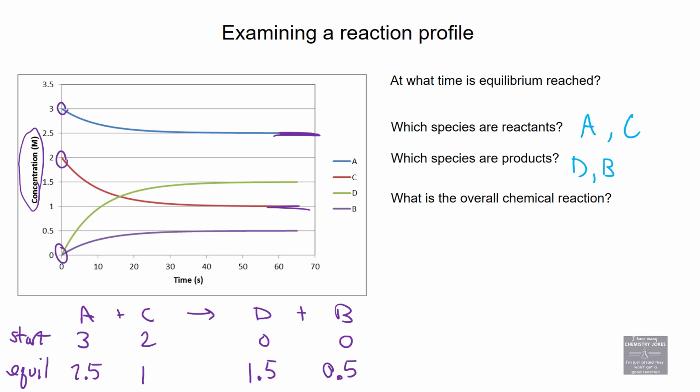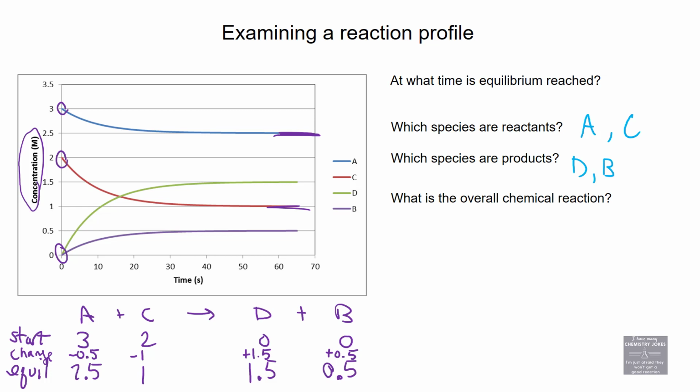So that's where I started and where I reached equilibrium. The change that happened in the middle, we need to figure out how much was lost. I lost 0.5, I lost 1, I gained 1.5, and I gained 0.5. That gets squishy and illegible, I know, but lost 0.5, lost 1, gained 1.5, gained 0.5.